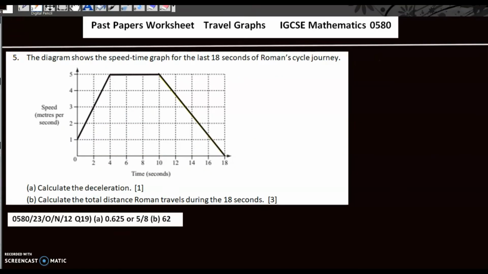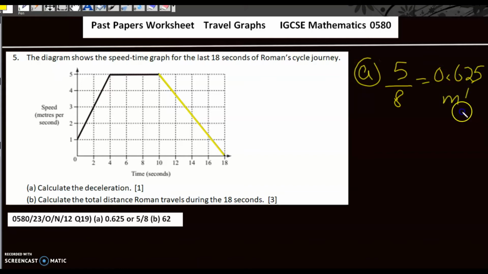Okay, question number 5. The diagram shows the speed time graph for the last 18 seconds of Roman's cycle journey. Calculate the deceleration. Deceleration is represented by the falling line, and deceleration is the slope of the falling line. So for part A, we simply have to find the slope of the yellow line, which is rise over run. Run is 10 till 18, so 8 units. So the answer is 0.625. Units are meters per second square.